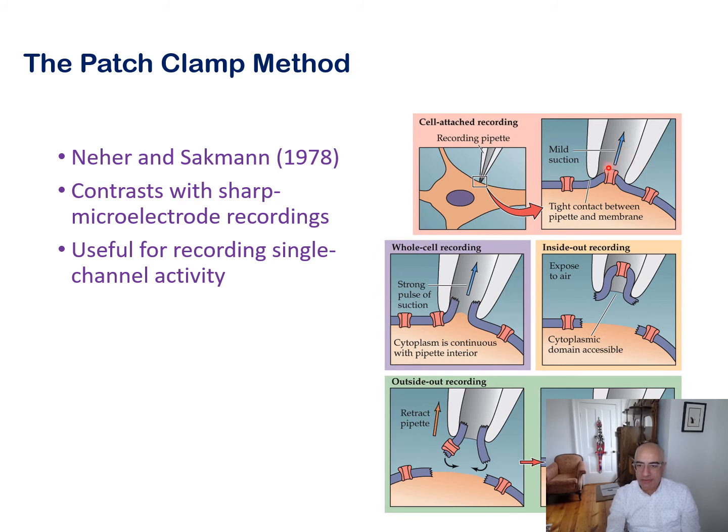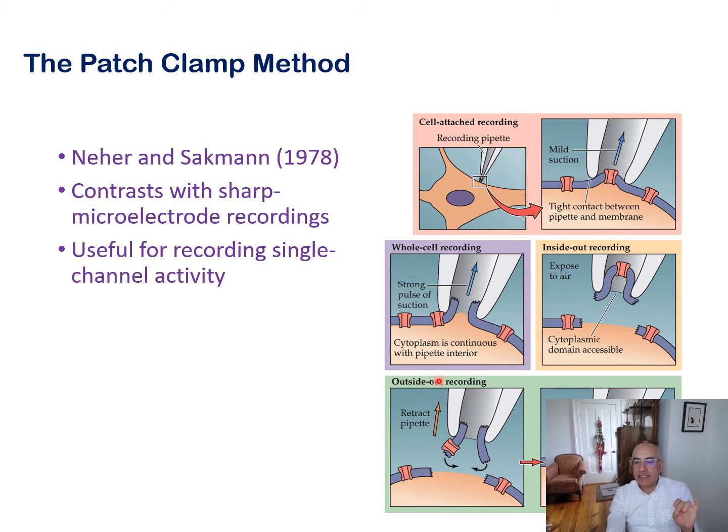Or instead of that, you can pull that piece of the membrane apart, and if you have a channel or a few channels stuck there, the inside part of those channels, the part that was in contact with the cytoplasm, now is in contact with the extracellular medium, and for that reason it's called an inside-out recording. And for doing an inside-out recording, you pull this out and expose it to air, and then you start recording.